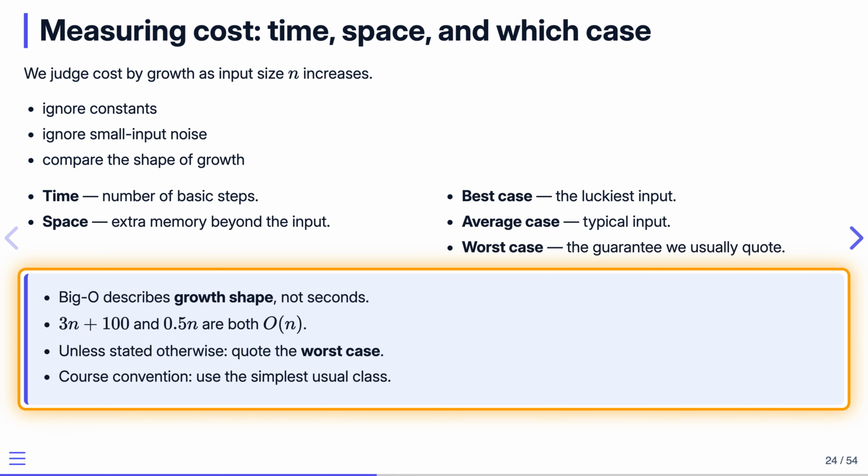So keep these points close. Big O describes the shape of growth, not seconds on a clock. 3n plus 100 and half of n are both big O of n because they grow the same way. Unless we say otherwise, we quote the worst case and we use the simplest usual class.